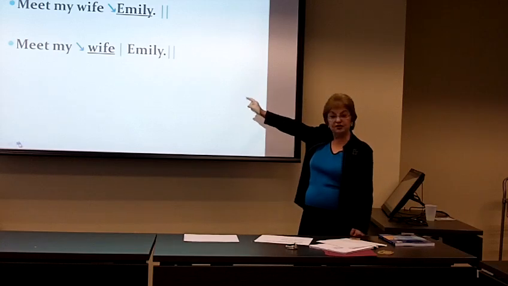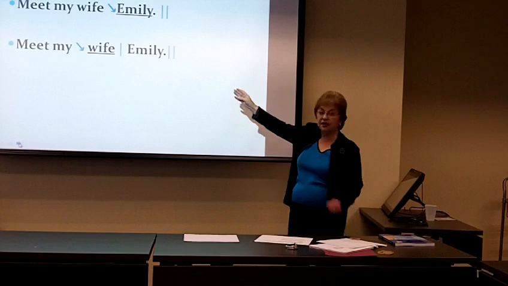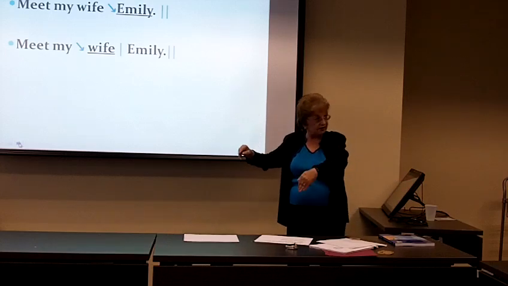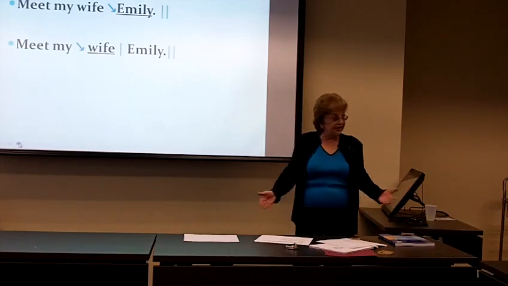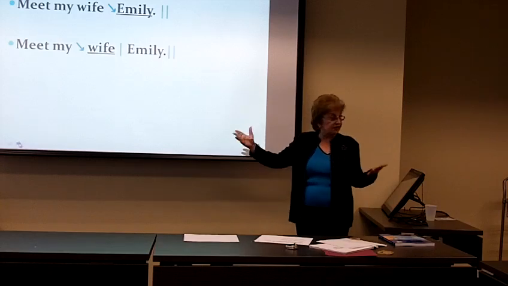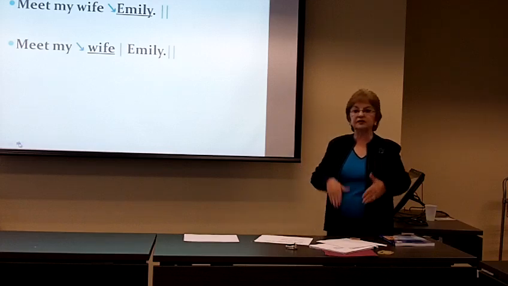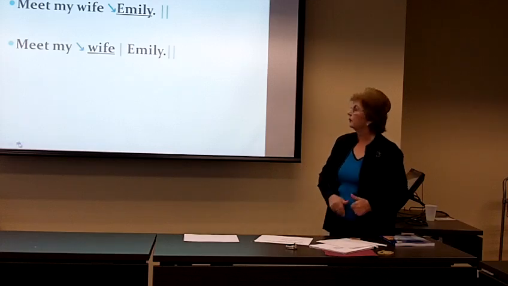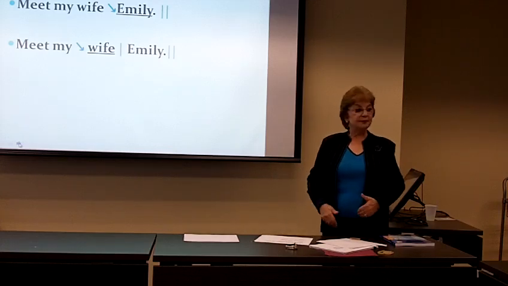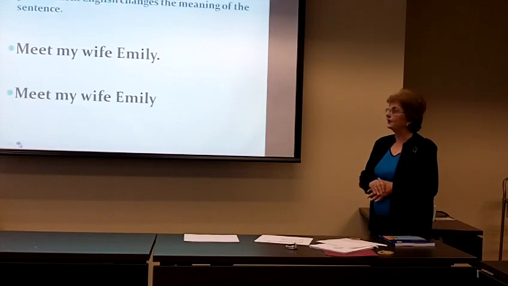Did you understand the difference in meaning? Yes. In the first one, meet my wife, Emily, it's his wife, but we don't know her name. In the second sentence, Emily is a friend or an acquaintance. Meet my wife, Emily, together. Okay, the next one, please.